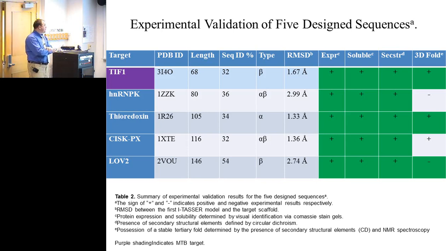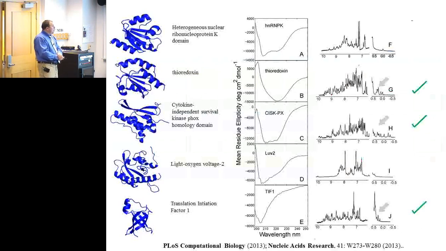It ended up not working in this case, so the 3D fold is marked as a minus. I will show you data that pushes on that, but that could be a real possibility. Ligand binding and dimerization is definitely an area, or multi-domain proteins are a next step for us, for sure. Very good question.